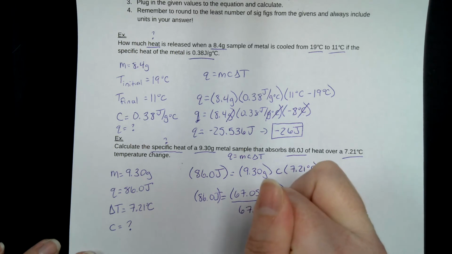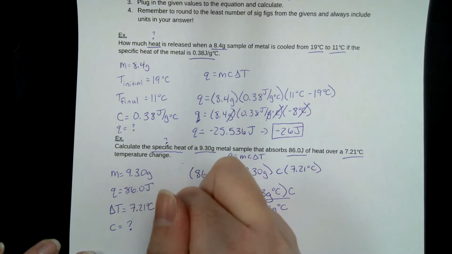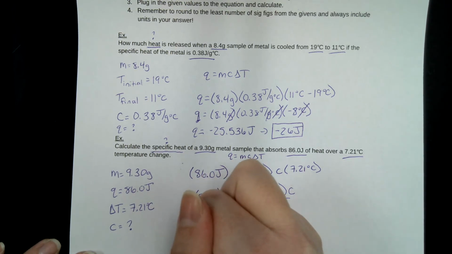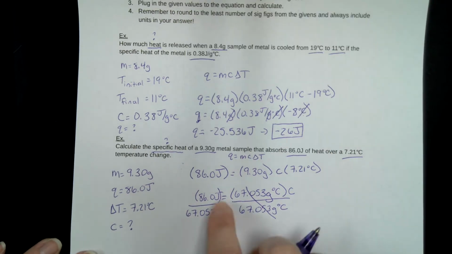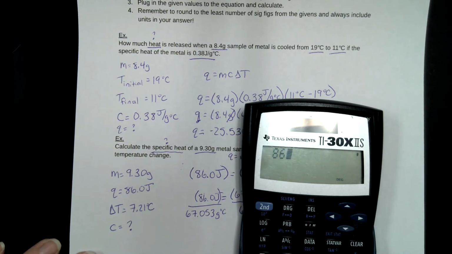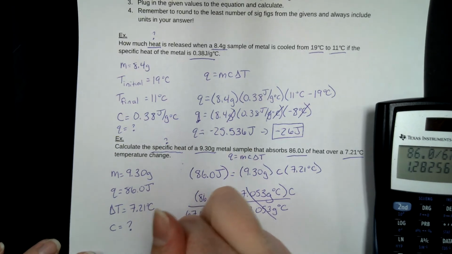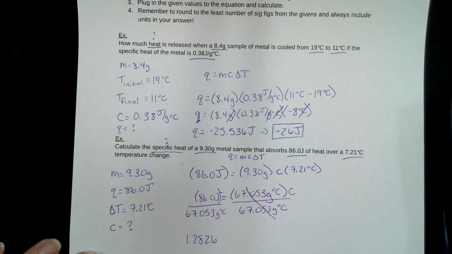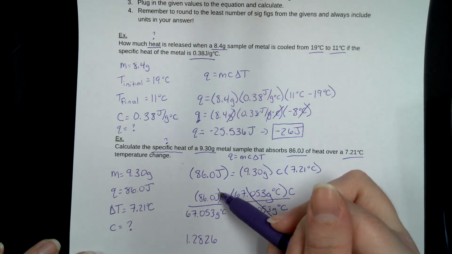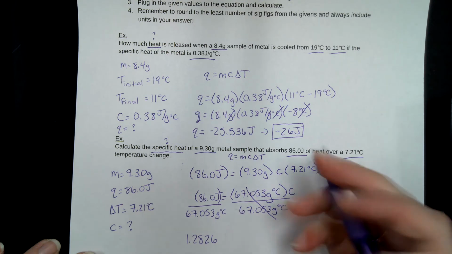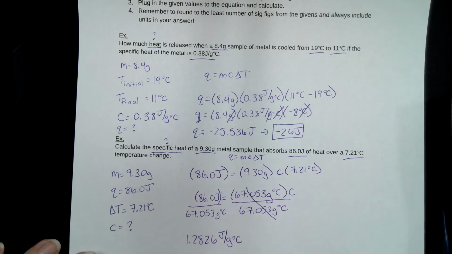So 67.053 grams degrees Celsius divided from both sides. So this goes away and we'll do this division here. So 86.0 divided by 67.053, 1.2826. Lots of decimal places there. And then look at our units. Joules on the top, grams degrees Celsius on the bottom. Nothing cancels, so we keep all of them. And this is why specific heat has this compound unit, because when you calculate for it, all of the units are still present at the end of the calculation.